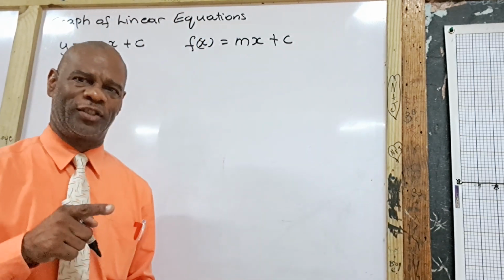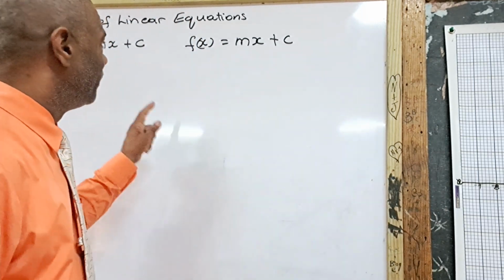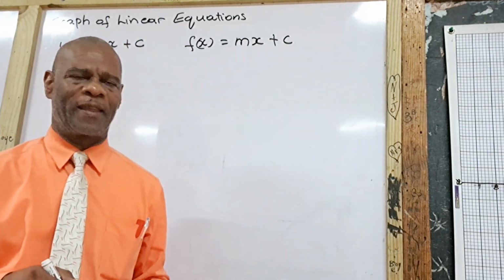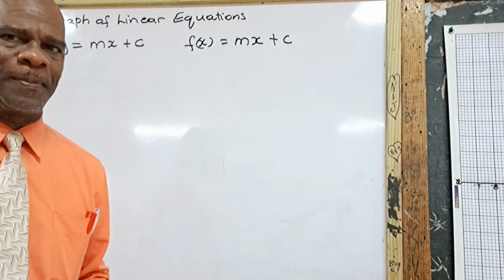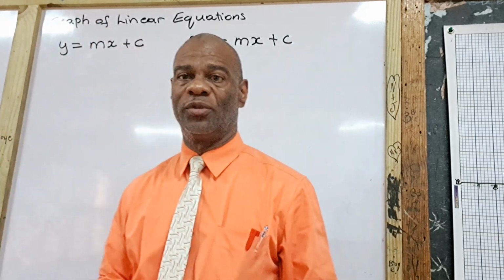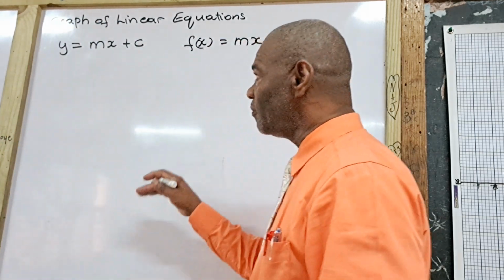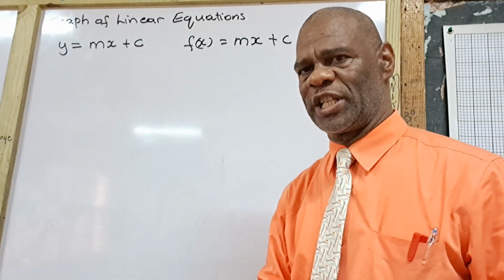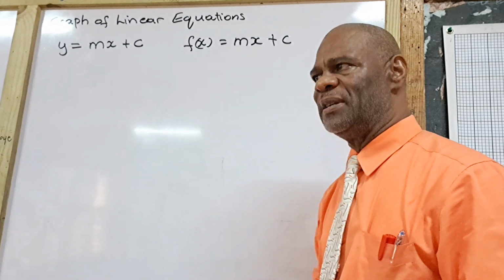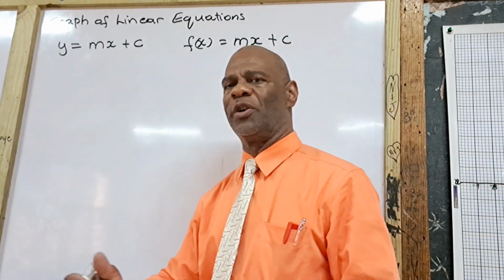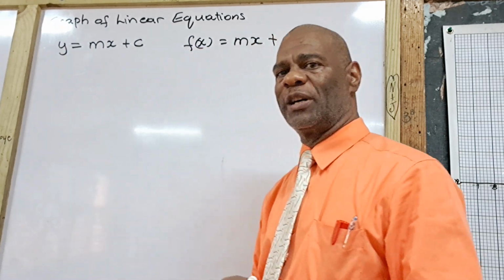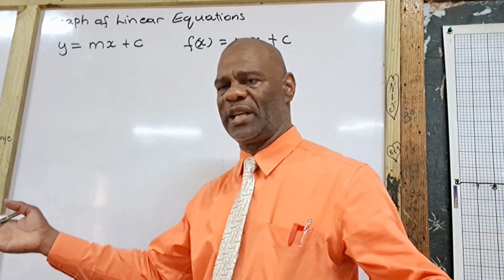Now, what we want to look at today is graphing linear equations. So that's graphing linear equations. Just before we get into graphing, I want us to talk about a few things. Remember we did linear equations before, and we said a linear equation simply means a straight line. So if we graph that equation, we will get a straight line. When we talk about a linear equation, we're talking about a straight line.